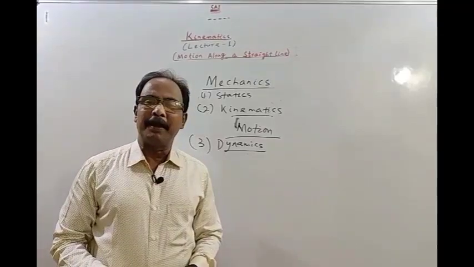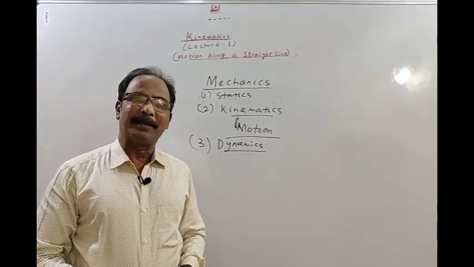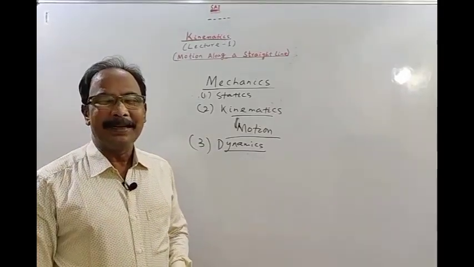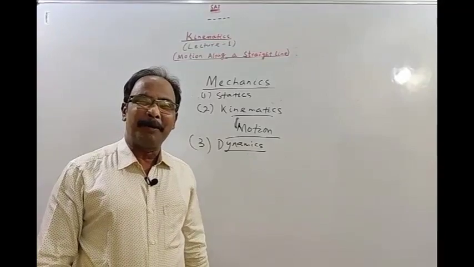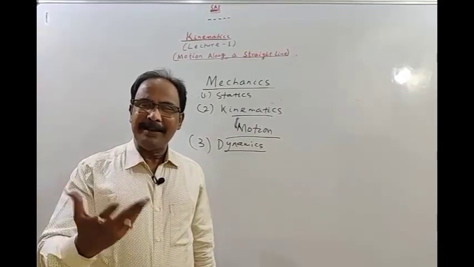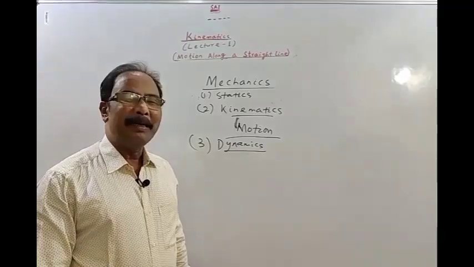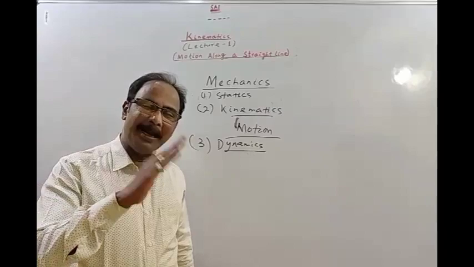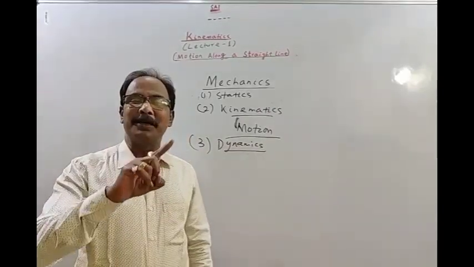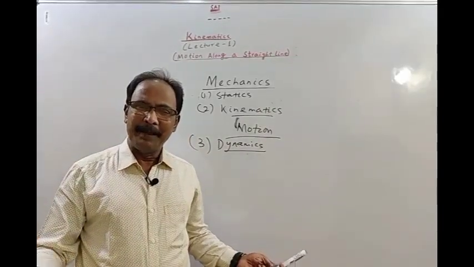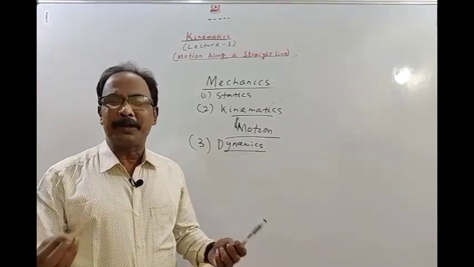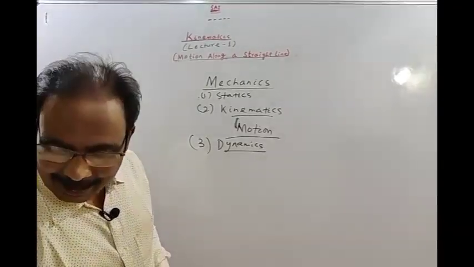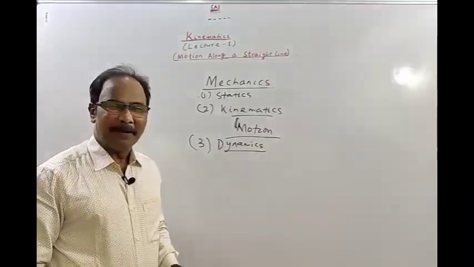Then the final, third branch. Mechanics is divided into three branches: statics, kinematics, and finally dynamics. Dynamics is the branch of mechanics which deals with the study of the cause of motion. In a later stage, we will know dynamics is of two types: for linear motion, linear dynamics, and for rotational motion, rotational dynamics. And the causes are force and torque, which will be discussed at a later stage. This is a small discussion about mechanics.